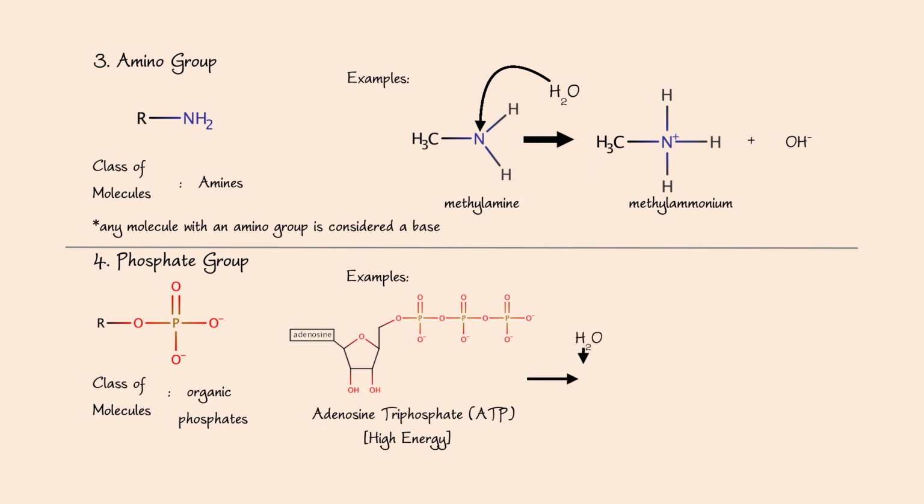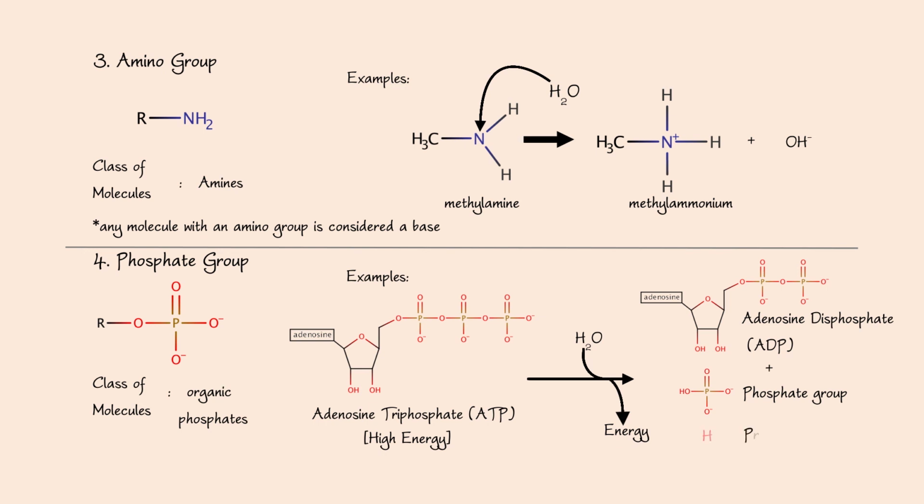When water is added to the ATP, one of the phosphate groups dissociates and fewer negative charges are localized in one area. There is a release of energy and formation of an adenosine diphosphate, phosphate group, and proton. In summary, clustering phosphate groups is a method to store energy.